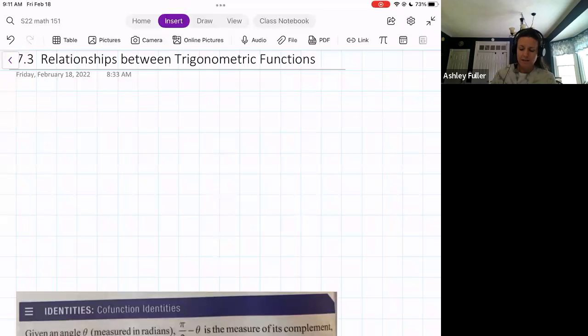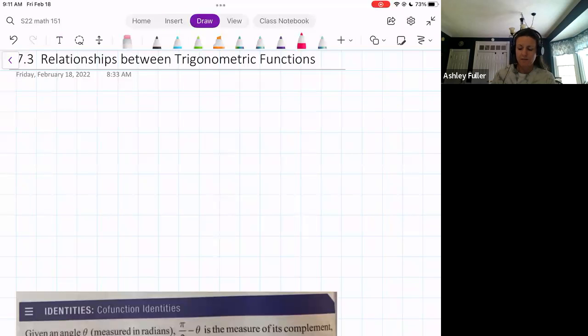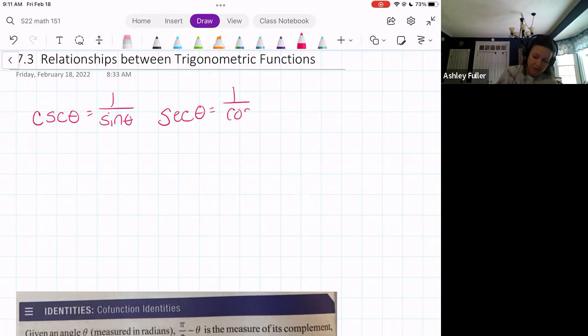The last thing we'll look at in this section is the idea of some of the identities that come into play with trigonometric functions and how the trigonometric functions relate to each other. We've already looked at one set of those identities. In particular, we've noted that the cosecant of theta is simply the reciprocal of sine. We've noticed that the secant of theta is the reciprocal of cosine, and that the cotangent of theta is the reciprocal of the tangent of theta.